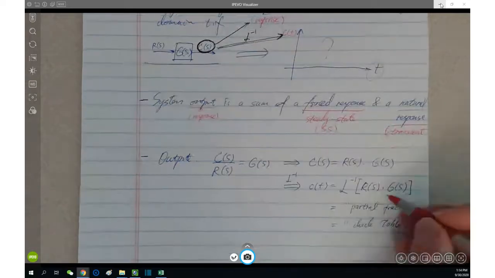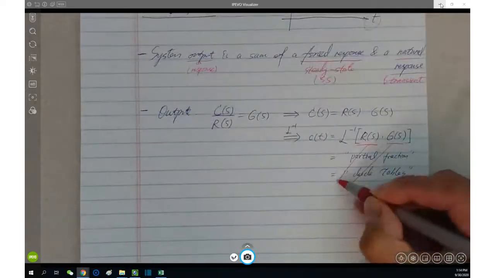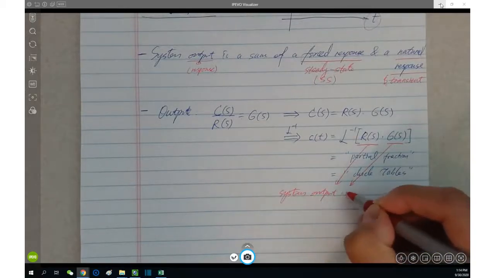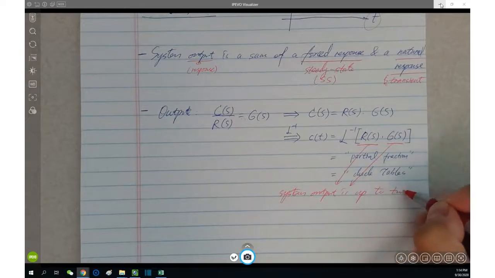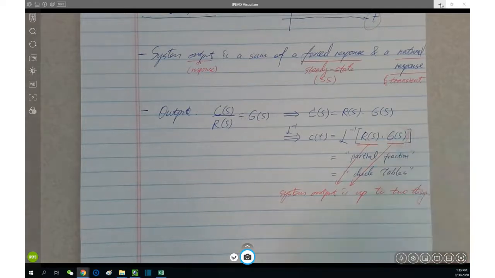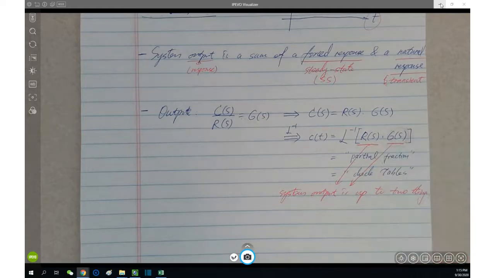And here is also verifying one idea I just mentioned. The system output is up to two things: not only the system transfer function, but also a particular input. It absolutely matters. System performance is up to the system transfer function and the system transfer function only. However, the system output is up to two things: the system transfer function and a particular input.